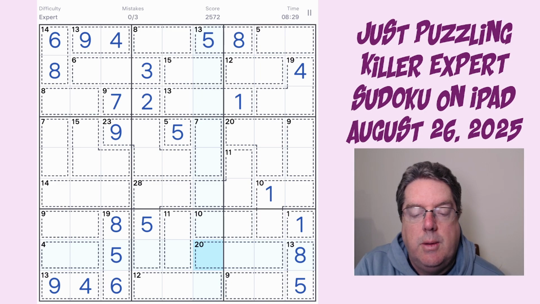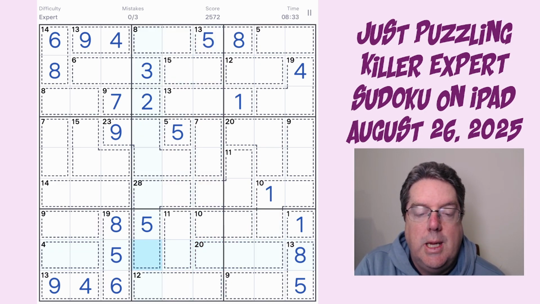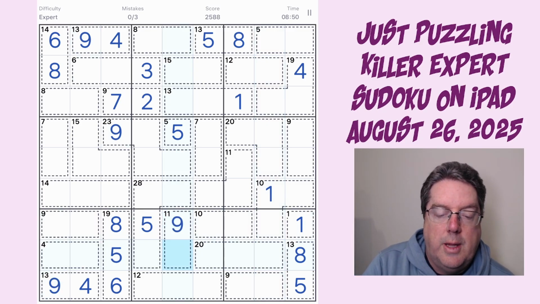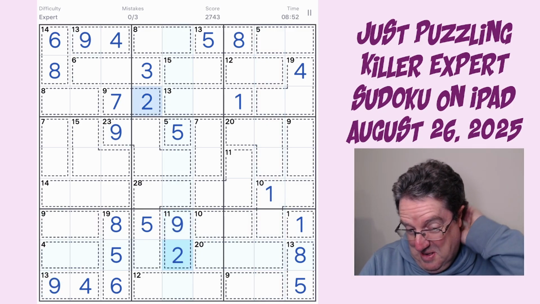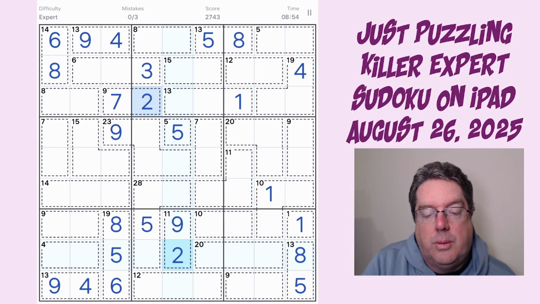The 9 can go here, the 9 can't go here. So 9 can go here, here, or here. So 9's in this row. 9 can be here or here, not. So 9 is one of these two because it can't be there and it can't be there. So that's a 9, which means that 9's got to be that one there. So that's a 2. So 2 and 7 there.